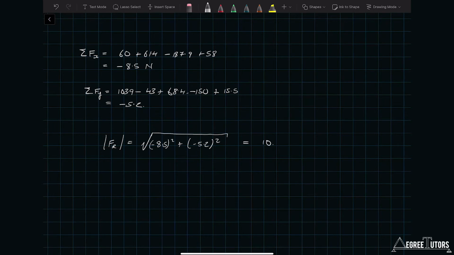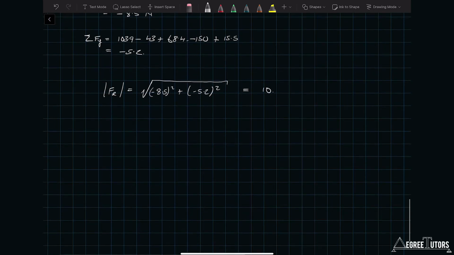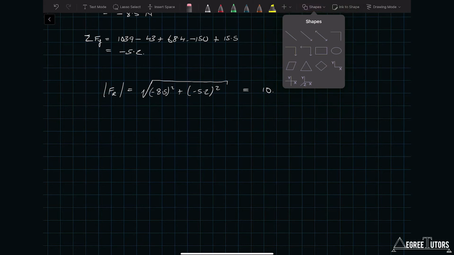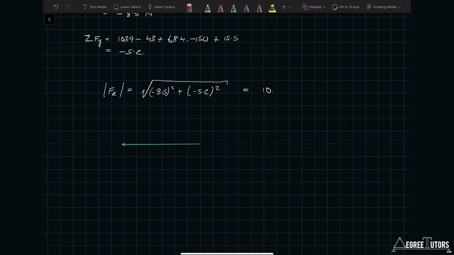All right, and now let's just work out the angle of orientation of that force. So we have a horizontal component of negative 8.5, because the arrow is indicating the direction, so we'll just show the magnitude for the length of the arrow, so a positive 8.5.